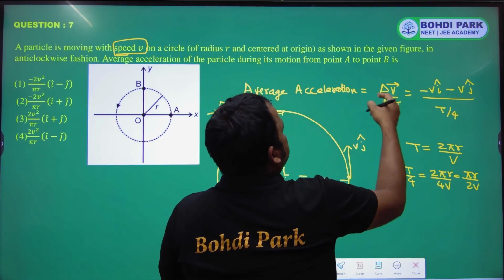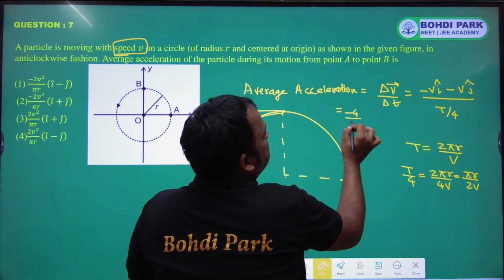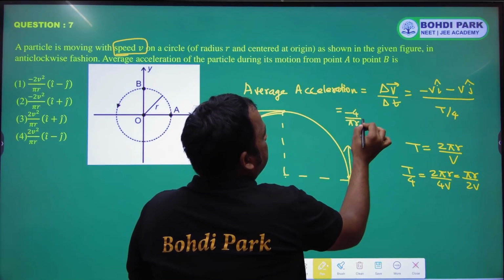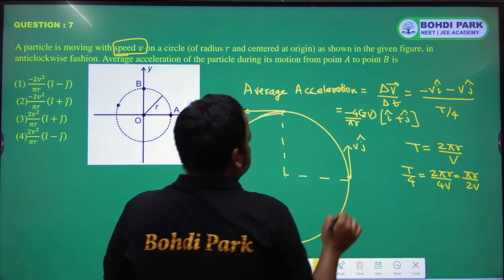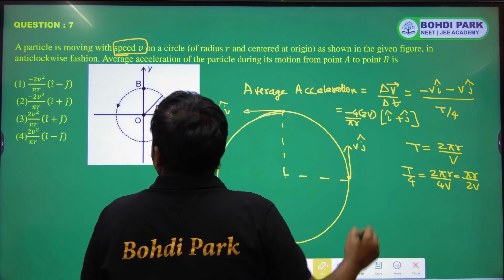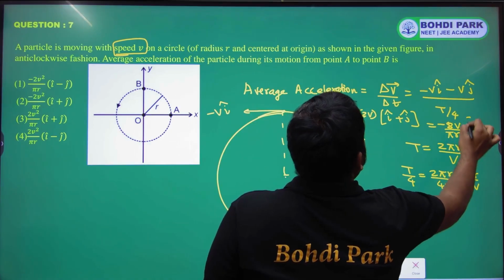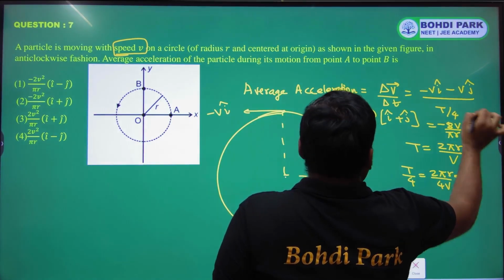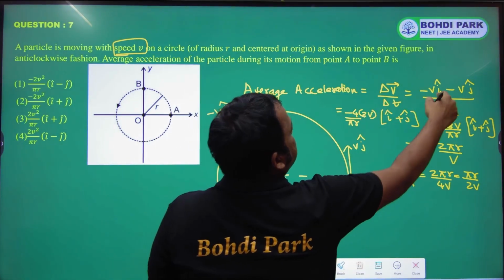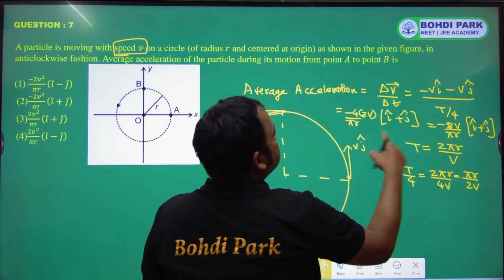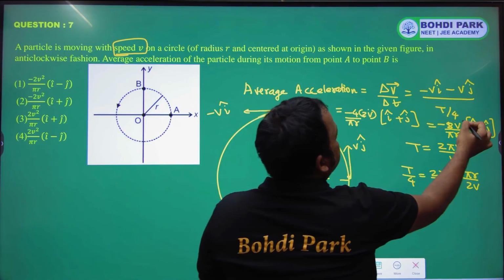So substitute here. So you'll get average acceleration as, take minus v common. So minus v divided by T by 4, which is pi r by 2v, then into i plus j. So minus 8 v by pi r into i plus j. So actually this is v square. Yes, one more v is there. This v. So this will be v square over here.